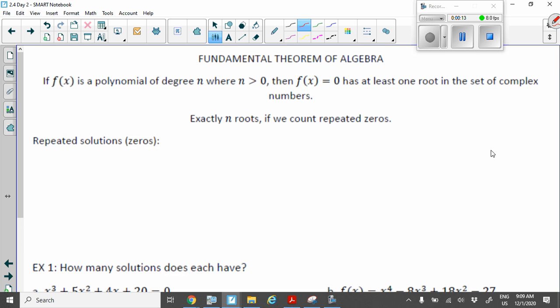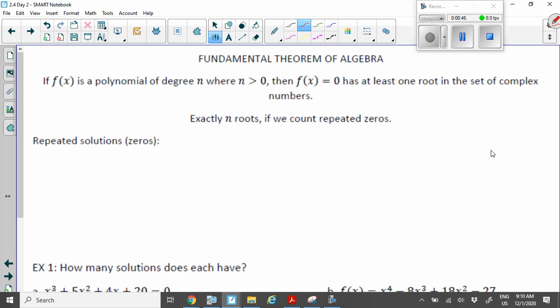What this states is if f of x is a polynomial of degree n, where n is greater than 0, so remember it has to be something other than a constant, then f of x equals 0 has at least one root in the set of complex numbers. So exactly n roots if we count the repeated zeros. What this is really stating is that whatever our degree is, our n value, that's how many roots we're going to have. So we have exactly n roots.